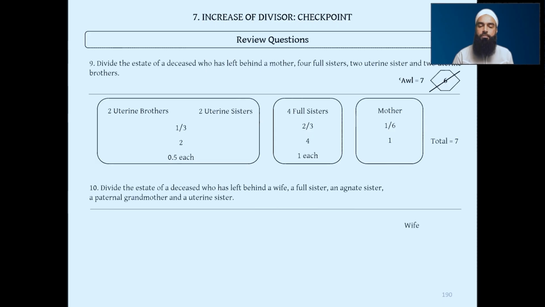Next question: wife, full sister, agnate sister, paternal grandmother, and 2 paternal uncles. What happens in this scenario?